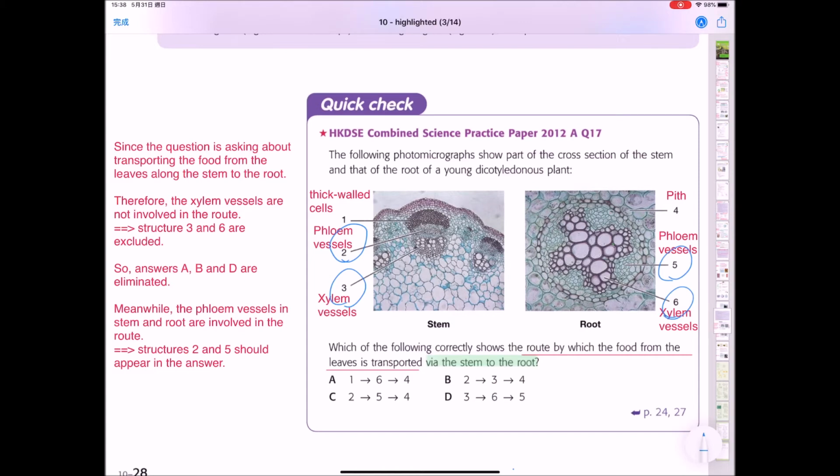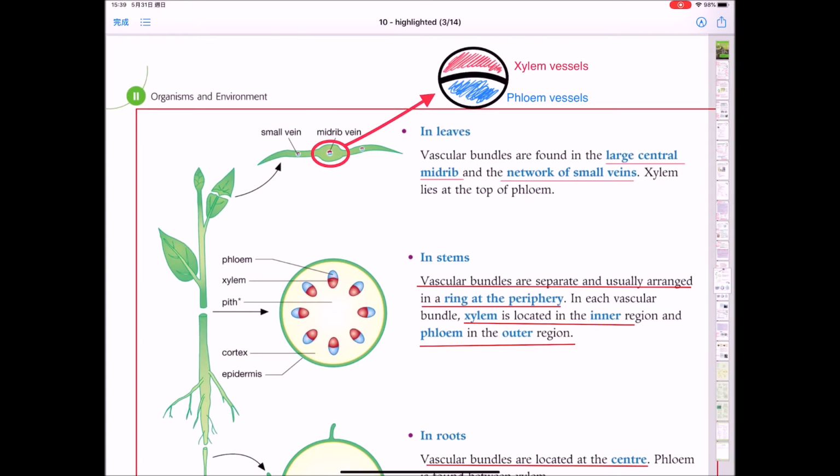And in this question, I just would like to mention one thing: what is structure 1? Structure 1 is a thick wall cell. Actually, in this part, it doesn't show in our diagram, but we shall use a DSE past paper to identify the thick wall cell. So in the textbook, you can find the whole diagram showing the location of the xylem vessels and phloem vessels in different parts of the plant, from leaf, from stem, from root.